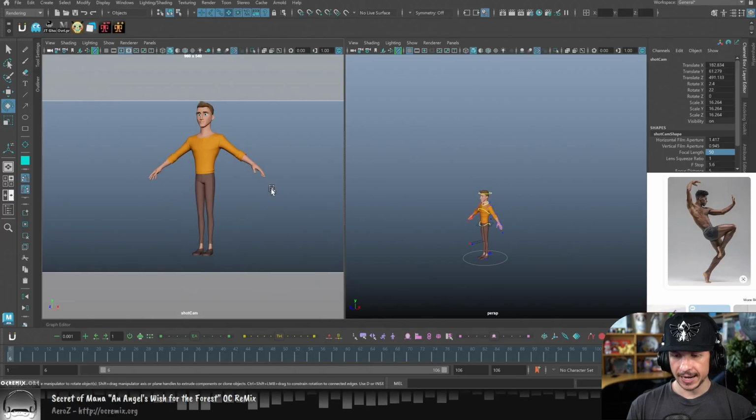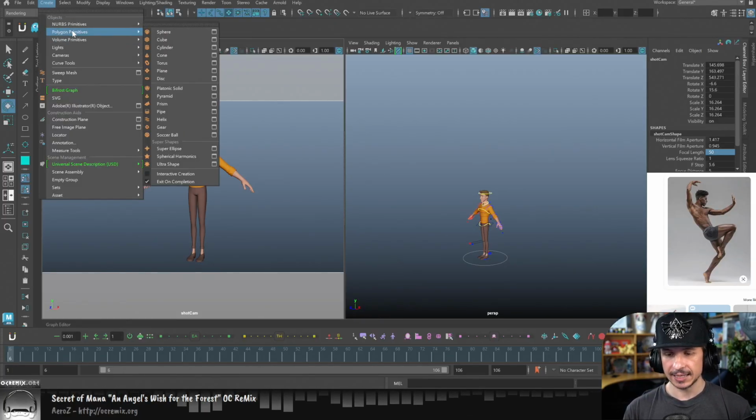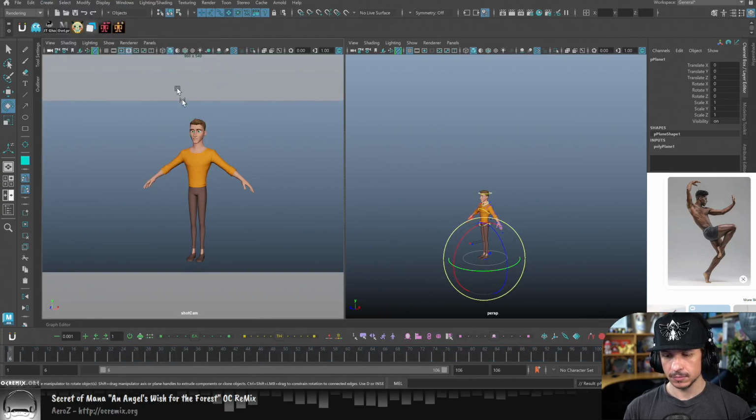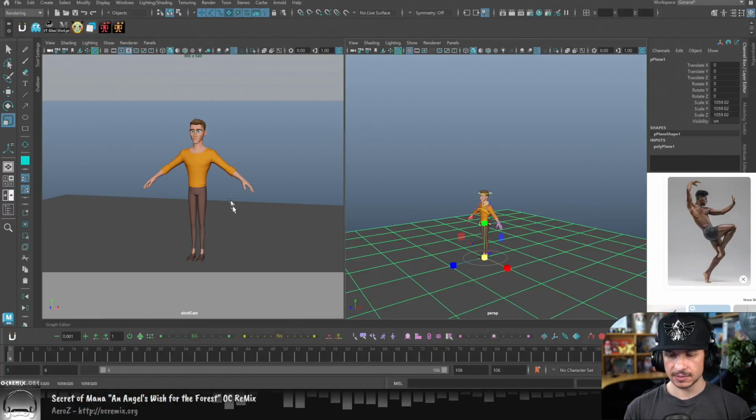So we've got our camera, we've got our character in the scene. We're almost ready to start posing. There's just a few more things that I like to do. One is I like to create a ground plane under the character, like so. This just allows us to see if the character is actually interacting with the ground or cutting through it.